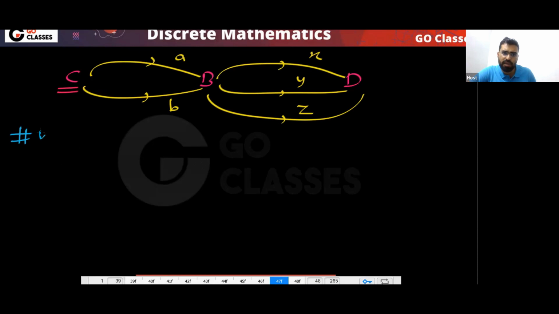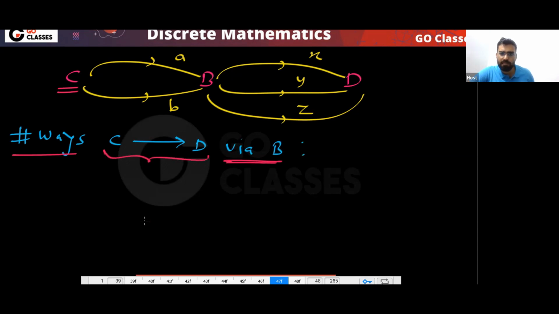So the number of ways from C to D via B. How many ways are there to go from C to D via B? Notice that, very simple. To complete this task, tell me, what do you need to do? If you want to complete this task, then what you need to do?